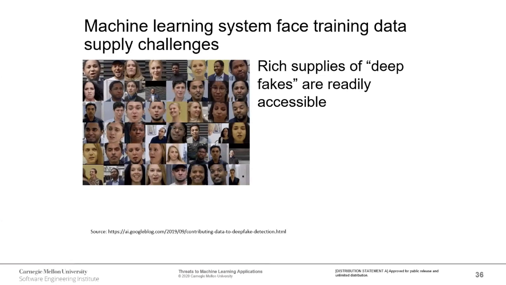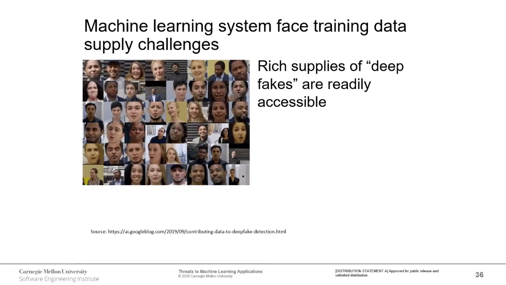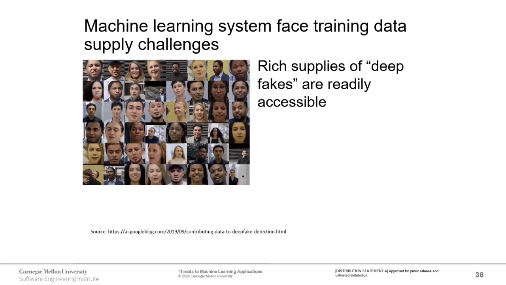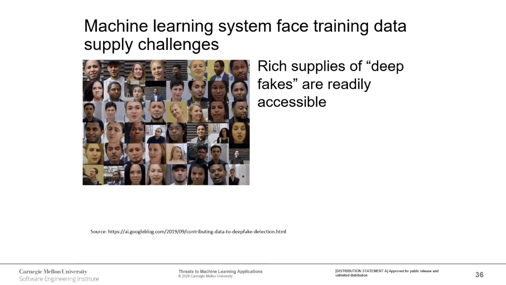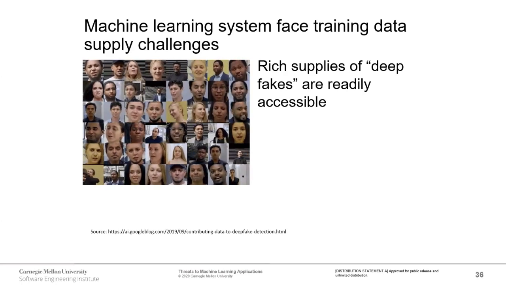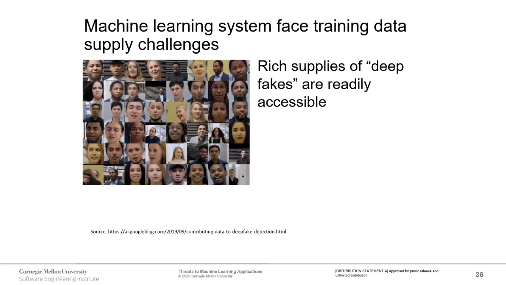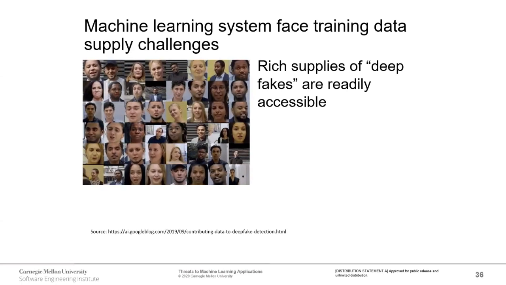For example, you can find deep fakes easily throughout the internet and throughout the machine learning community. Most of these are generated for research purposes, but you can imagine that an adversary can start generating this deep fake kind of data in more interesting areas that you'd want to look at.